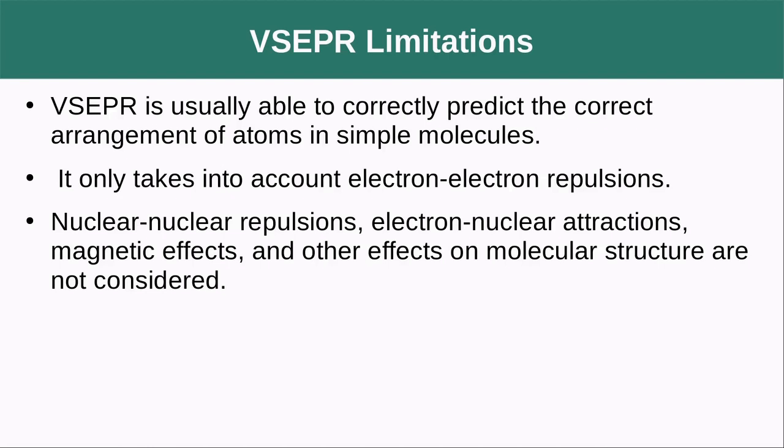VSEPR is usually able to predict the correct arrangements of the molecules, and it does this only by taking into account the electron-electron repulsion. So the way that the nuclei repel each other, the way that the electrons attract to the nuclei, these are not considered in the VSEPR theory.